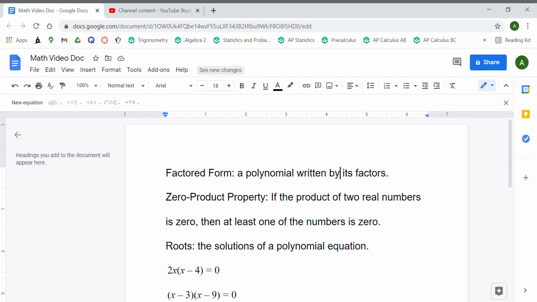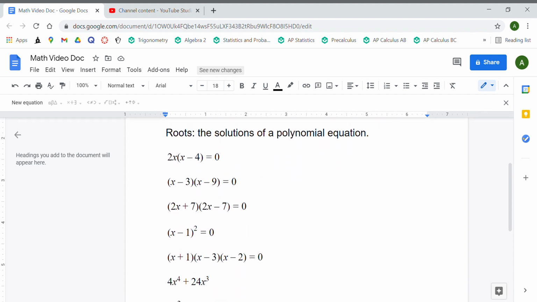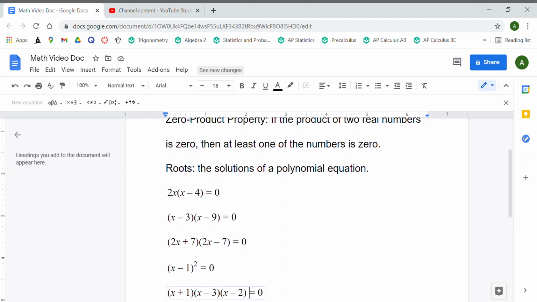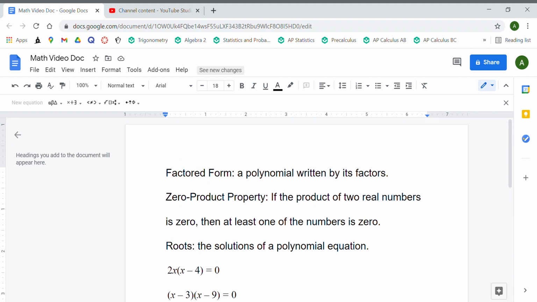Alright? So, first thing we need to talk about is factored form. It's the polynomial written by its factors. See all these polynomials right here? These guys are written in factored form. Okay, so there you have that.